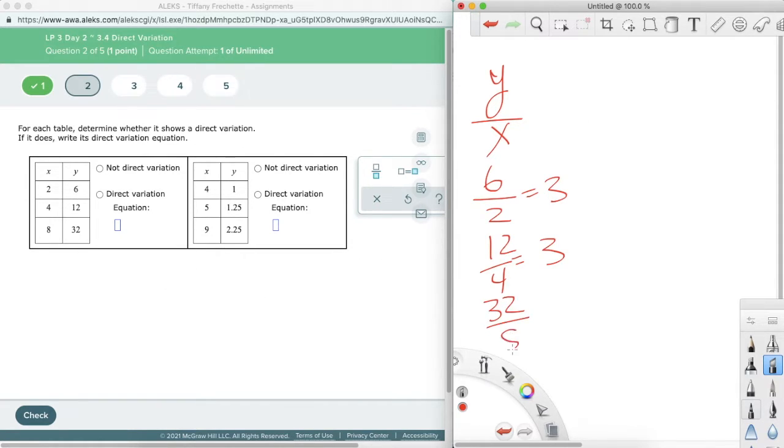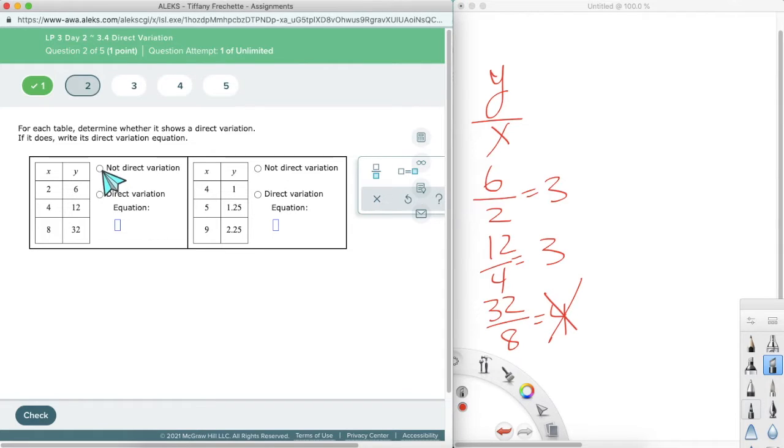32 divided by 8. This wouldn't get me 3. This would actually get me 4, right? 32 divided by 8 is 4. So this is not the same. This guy doesn't fit, which means this is not a direct variation. All the ratios have to be the same.